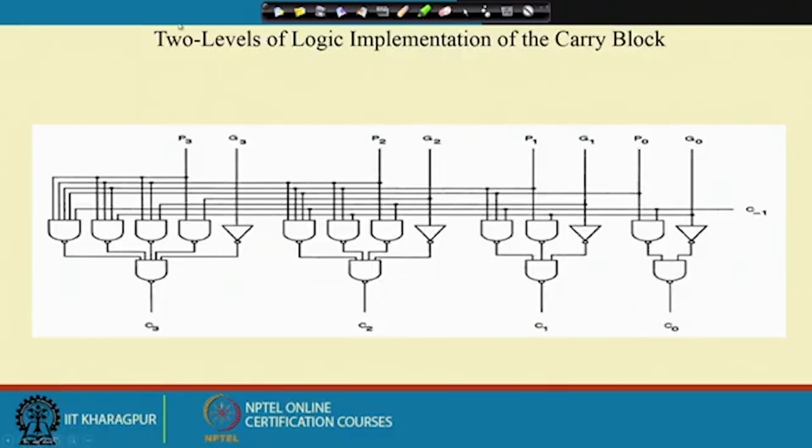Then this is the 2 level of logic implementation of the carry block. You see there are only 2 gates, so from input to output there are only 2 gate delays in each of these. Here the inputs are 2 for this, 3 for this, 4, then 5. For this it is 5, then 4, then 3, then 2, then 1.